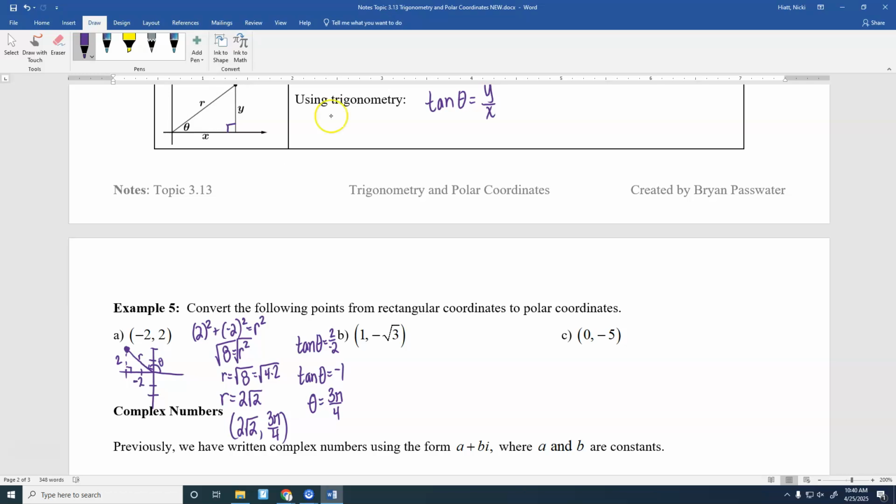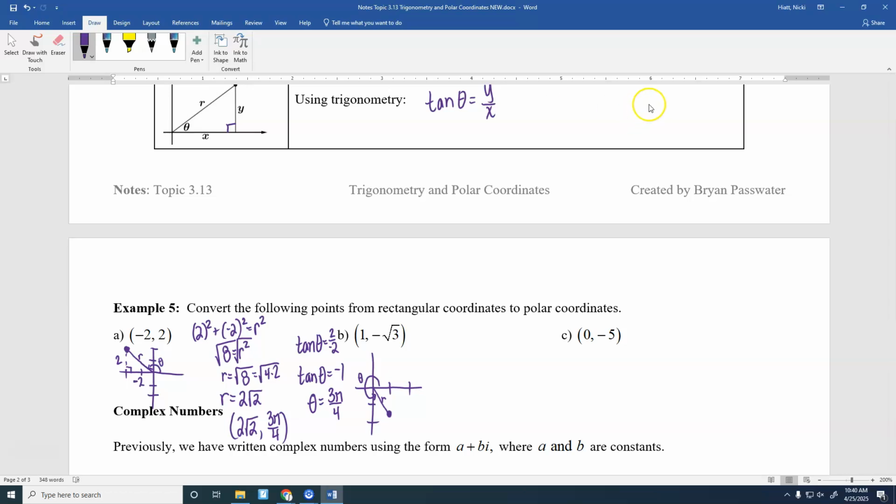So if we do B, let's sketch ourselves a little graph. We got 1, negative root 3. So this one's not as easy to sketch. We got 1. We got negative root 3 is not quite 2. You're going to be somewhere right here. We need to connect right here. There's our radius, our angle, goes all the way around right there.